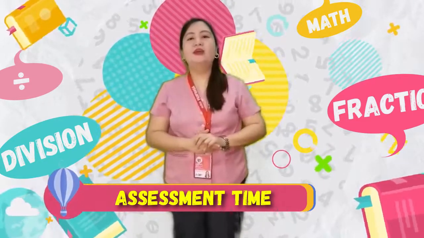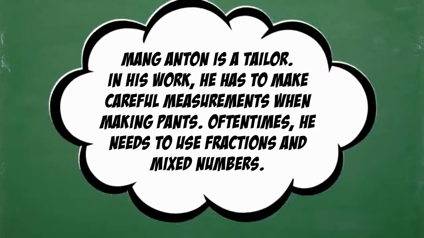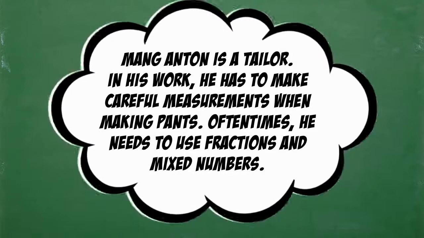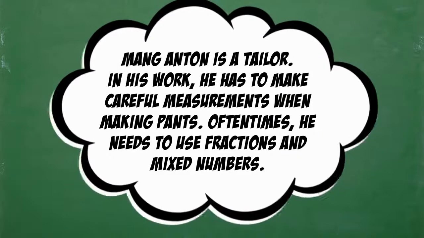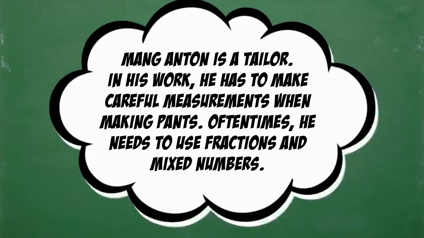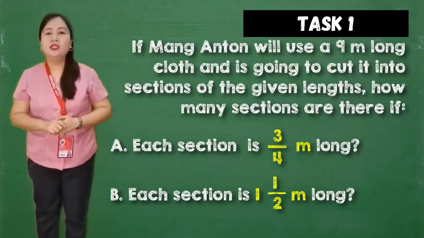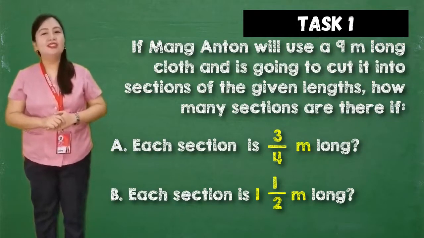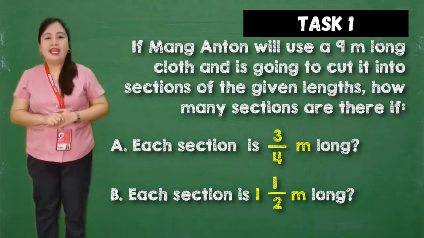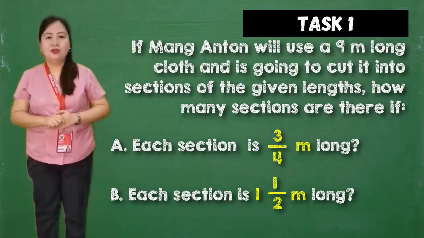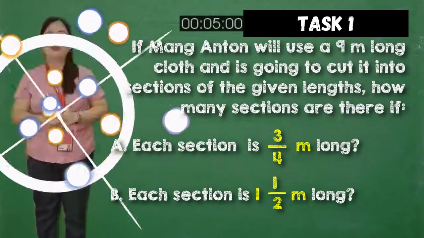Our problem is about a cloth. If Mang Anton will use a 9-meter long cloth and is going to cut into sections of the given lengths, how many sections are there in the following? A. Each section is 3/4 meters long. B. Each section is 1 1/2 meters long.